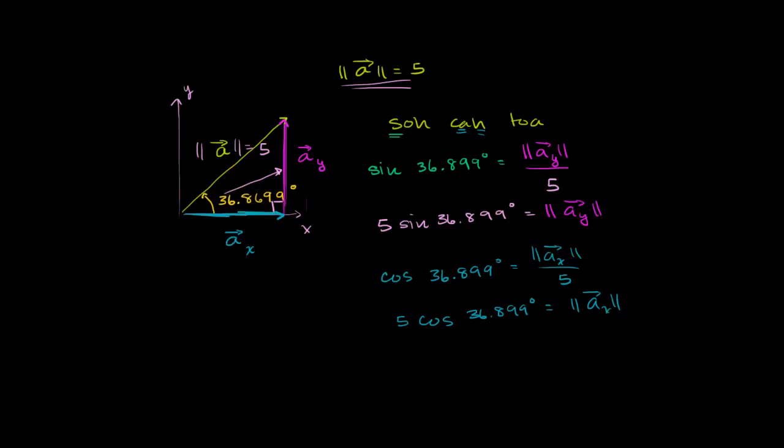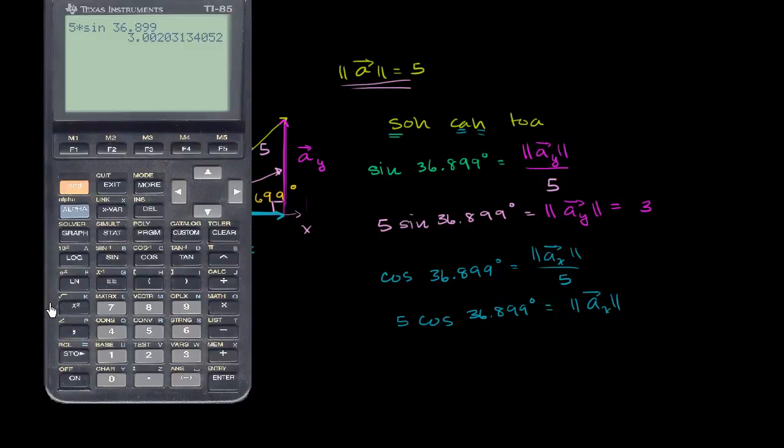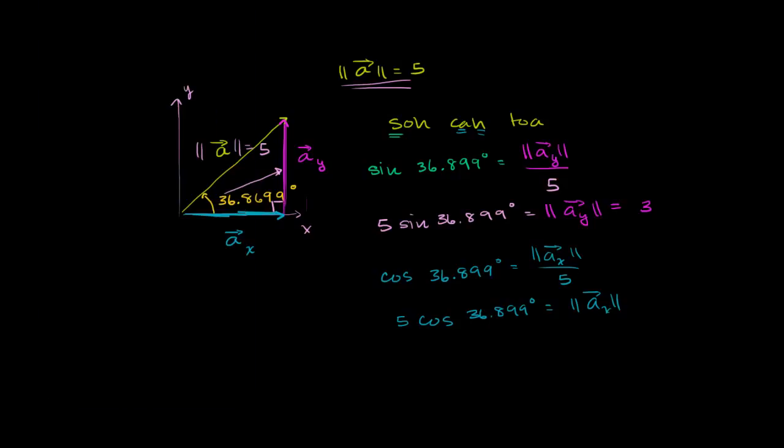So the magnitude of our vertical component is equal to 3. And then let's do the same thing for our horizontal component. So now we have 5 times the cosine of 36.899 degrees, which, if we round it to, I guess, our hundredths place, we get it to being 4.